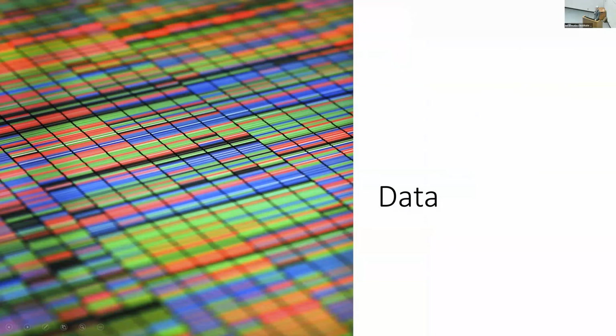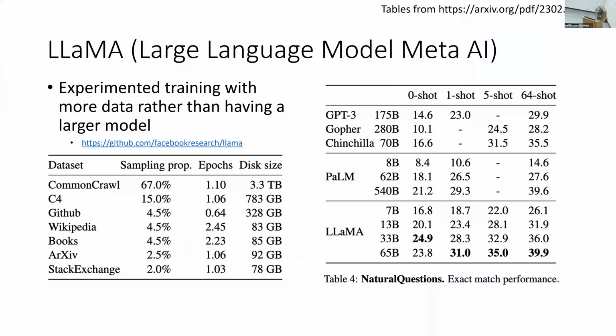Okay, so the data. This was interesting; it came out, I think, at the end of last year. They experimented with training on more data rather than having a larger model. They did some other things as well, where they made the model smaller by changing how they stored the weights. Instead of floating point 16, I think they did int 4 or something like that. So we have a smaller model, it's much better, and you can do inference much less costly.